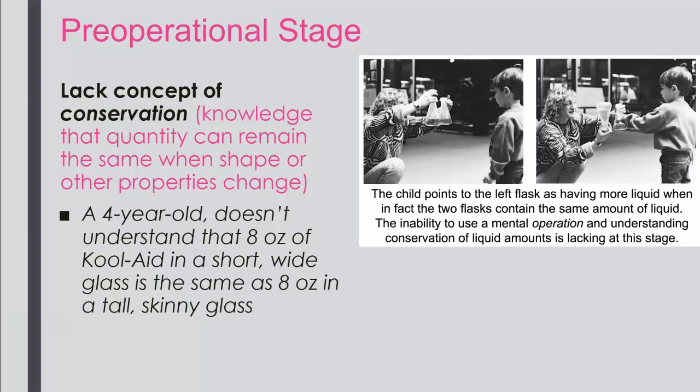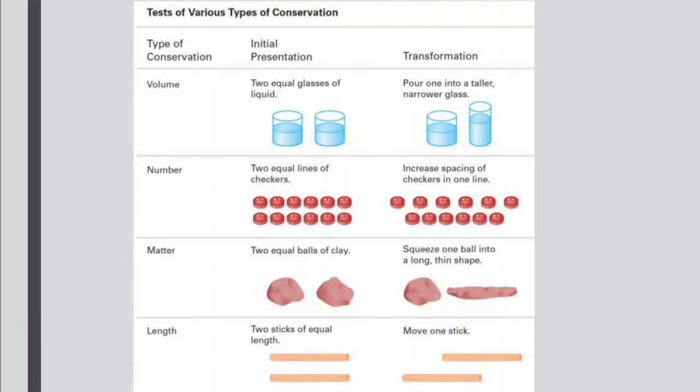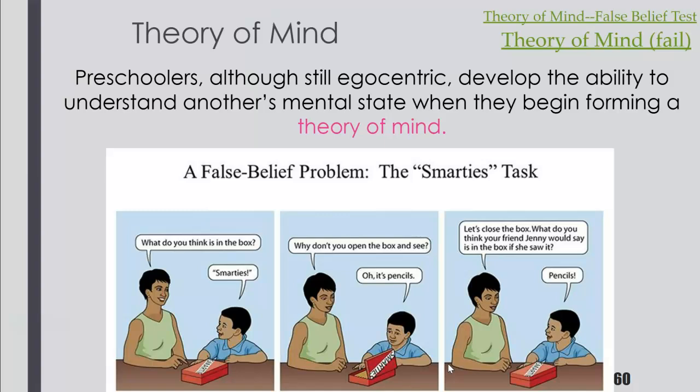Another thing that happens during the pre-operational stage is they lack conservation. So they don't know that a quantity can keep its total amount, even when other properties like the shape change. So that's why when they pour the liquid into a smaller glass or a bigger glass, they don't realize that the amount stays the same. They have not grasped conservation. Other forms of conservation include number, so just moving those coins apart, they wouldn't understand that it's the same quantity. Matter, that if they reshaped a ball of clay, they wouldn't understand that it's the same amount of clay. And even just length, like moving these, it would be difficult for them until they reach the operational stage.